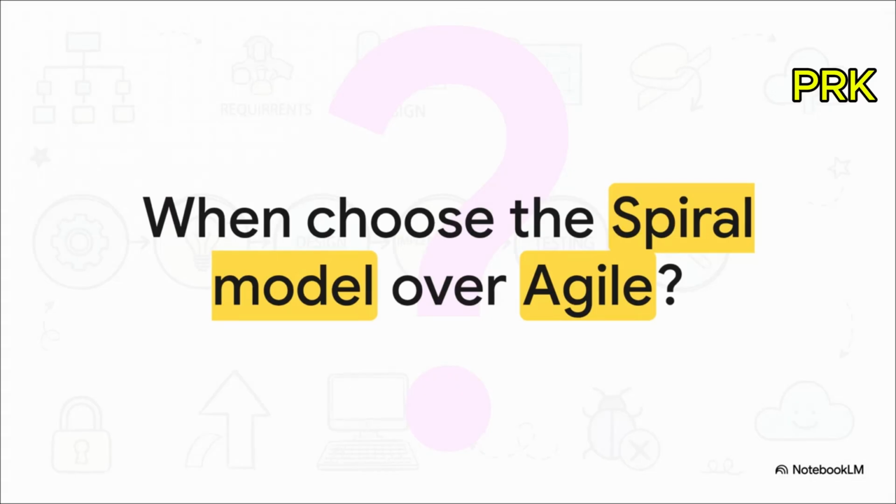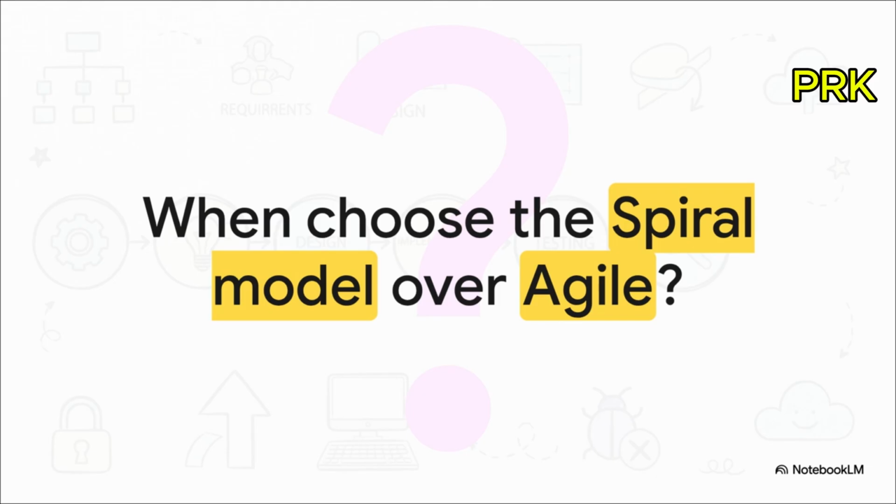Now, what's really interesting about this next scenario is how it tests your deeper understanding. When would you choose the spiral model over Agile? This is a classic trick question interviewers love. The answer? You choose spiral when risk mitigation is your absolute highest priority and budget is less of a concern.